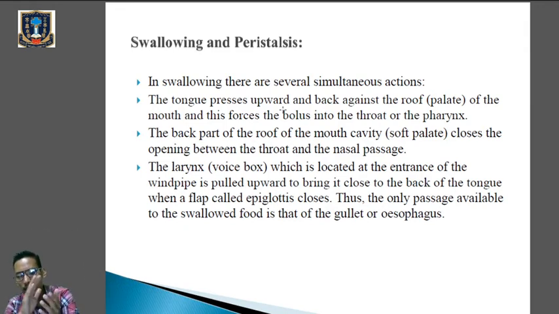So this larynx needs to be covered during the process of food swallowing, and it will be covered by the help of the epiglottis. Okay, so this will prevent the entry of food particles into the windpipe or the voice box, and prevent choking or difficulty in breathing. So when the epiglottis covers the voice box or the windpipe, the only way for the bolus to enter is into the gullet or the oesophagus.